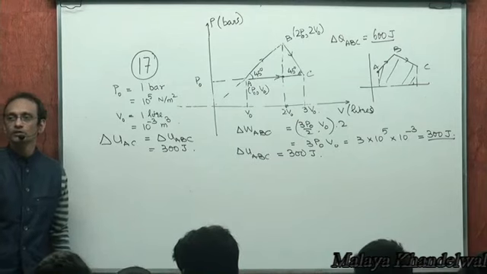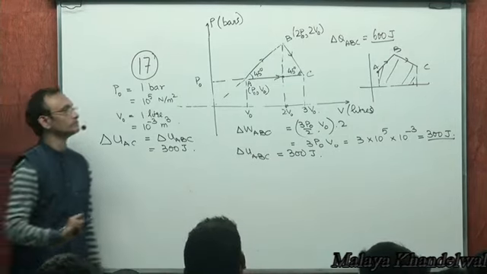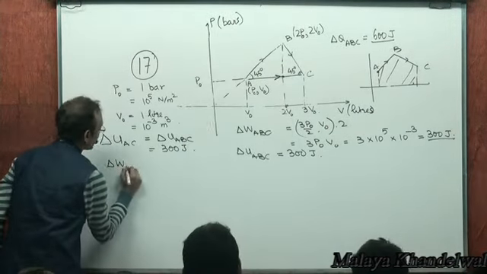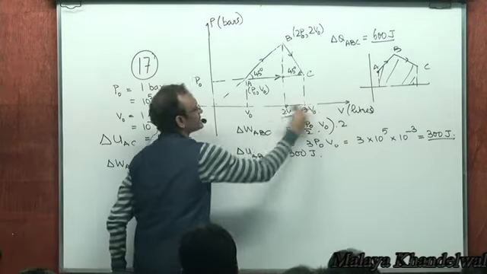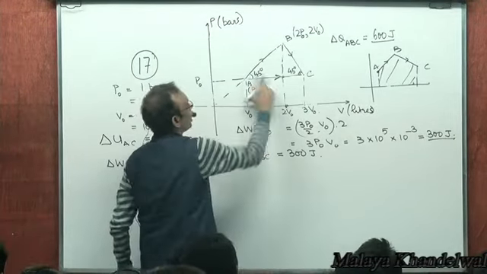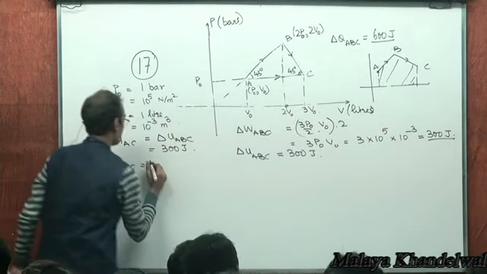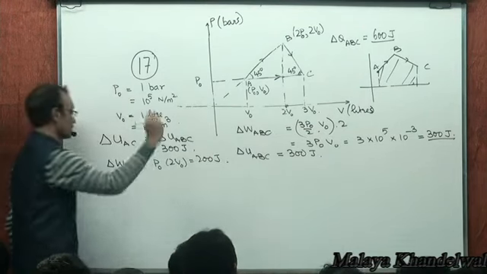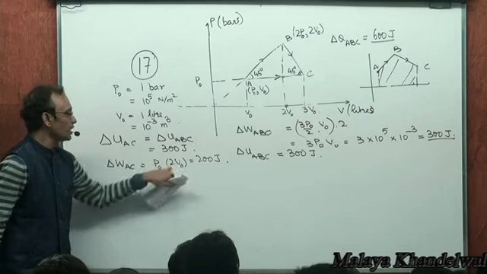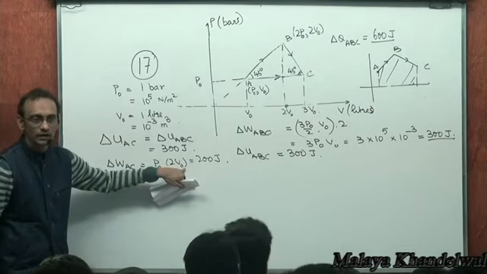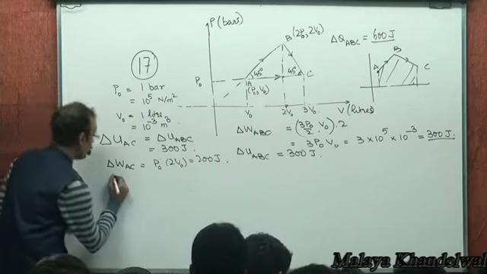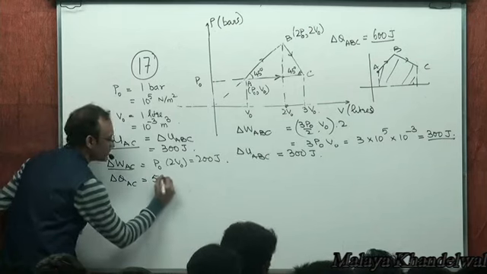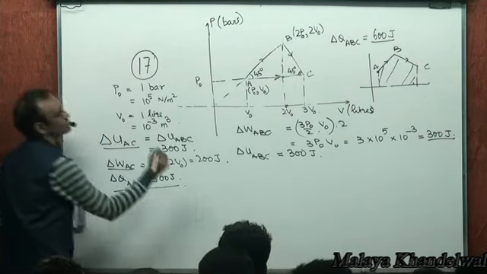Is there any confusion? No. Now, work done from A to C. That's easy to calculate, right? Area under this, that means the area of this rectangle, which is P naught into 2V naught, which is 200 joules. See, P naught is 10 to the power 5, V naught is 10 to the power minus 3. So the work done is 200 joules, and therefore the heat supplied from A to C, from the first law of thermodynamics, would be this plus this, that makes it 500 joules.